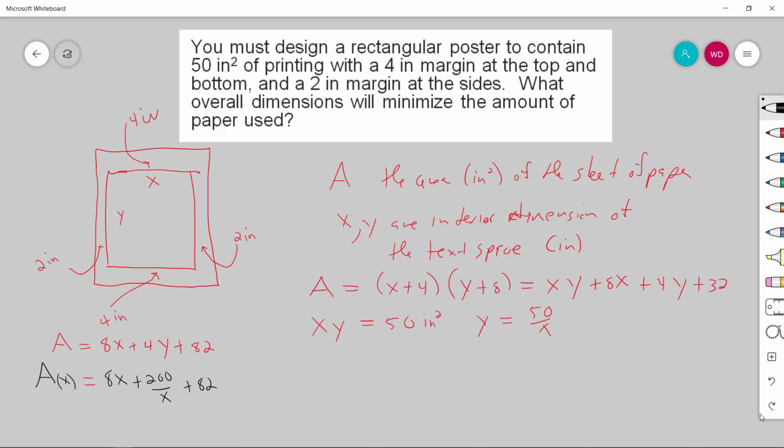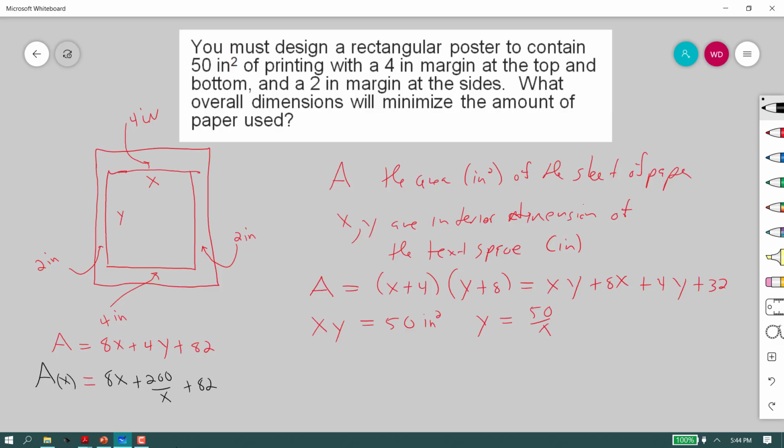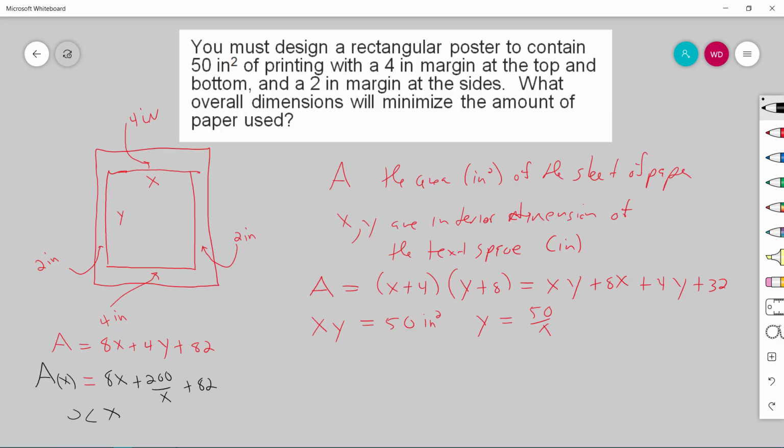So what I want to do then is find the domain of this function. Well, clearly, just because of this, x can't be 0. Obviously in the picture, x can't be 0, because if x is 0, then we don't have any space for our type. Also, x and y both clearly must be positive. So we have a restriction that x must be bigger than 0.